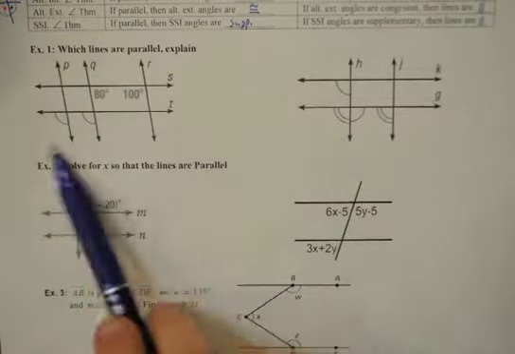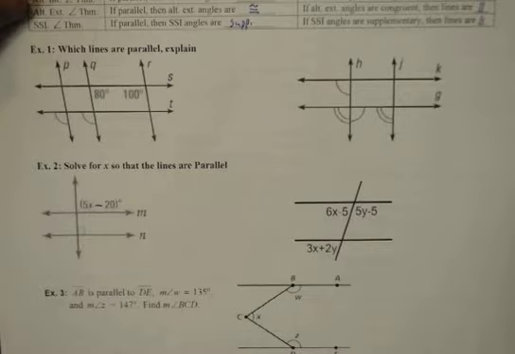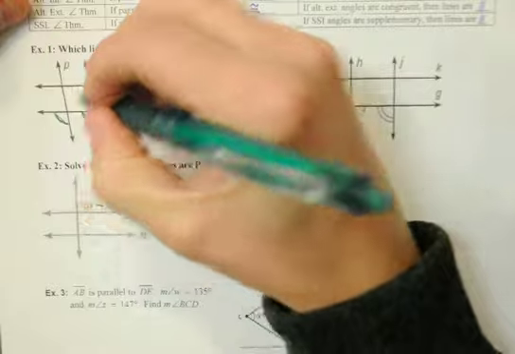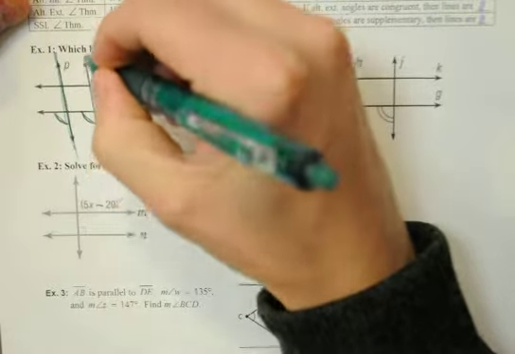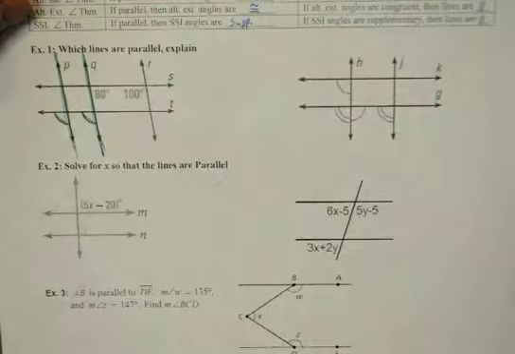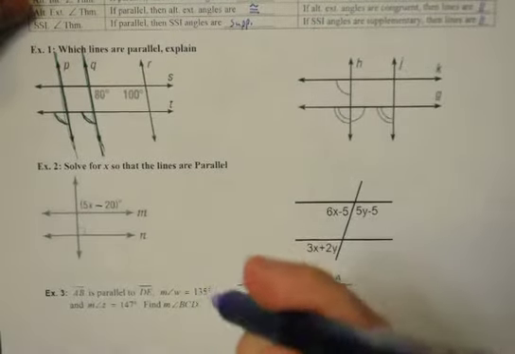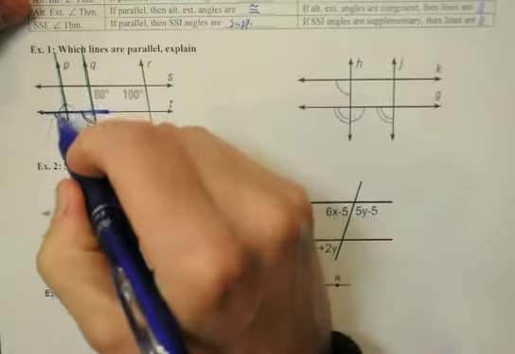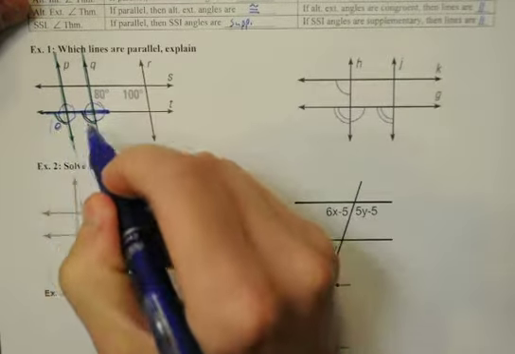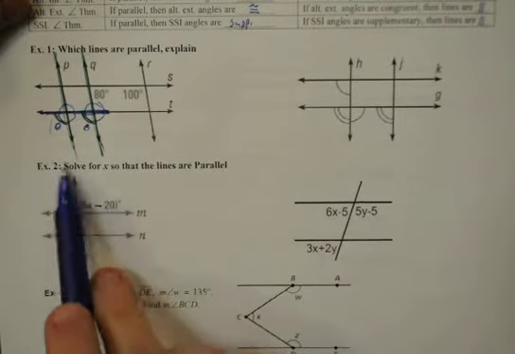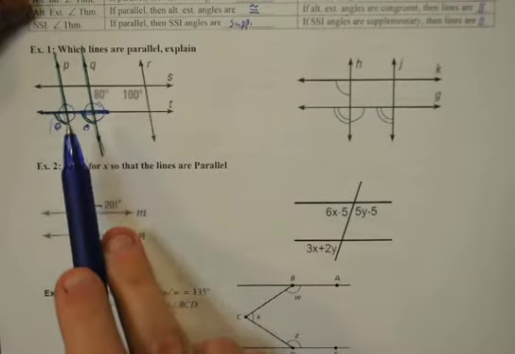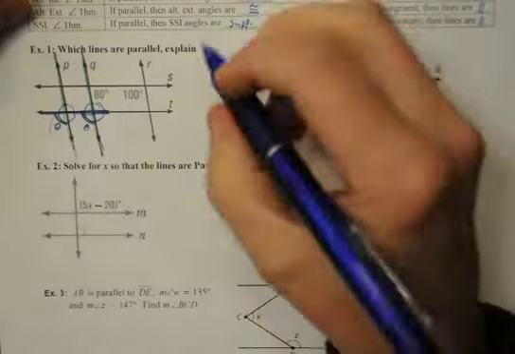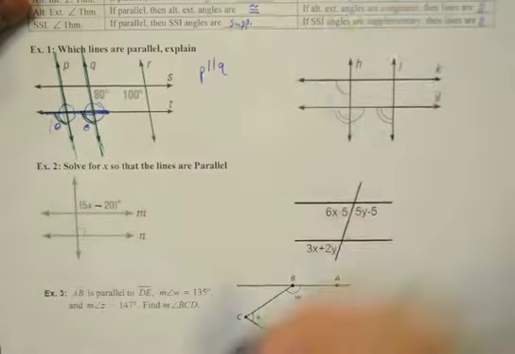So we can look at the picture. Let's see here. First one I see, look at this. These green angles with these two lines and this transversal are corresponding. They're in the same position. So in this cluster and in this cluster, these are in the same position. They are congruent. So that means because the corresponding angles are congruent, P is parallel to Q. So we can say P is parallel to Q.